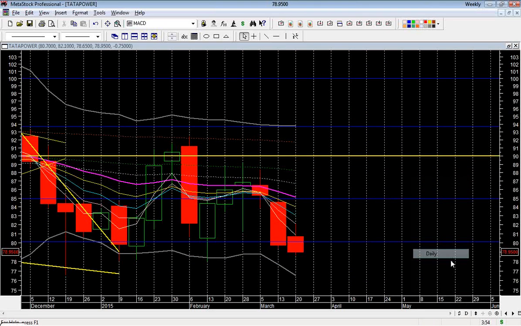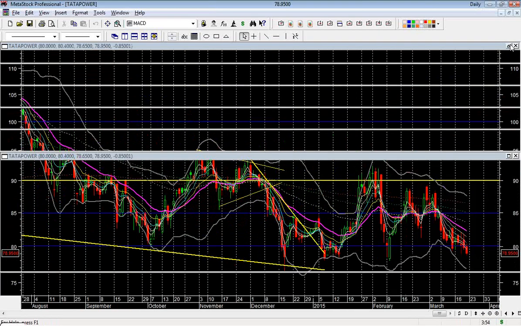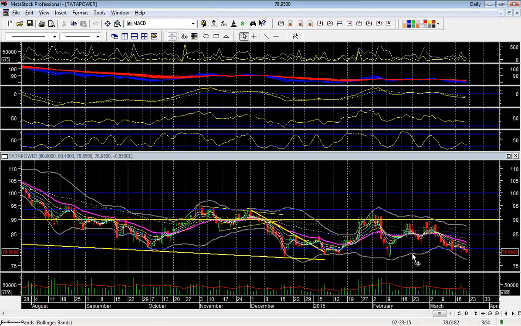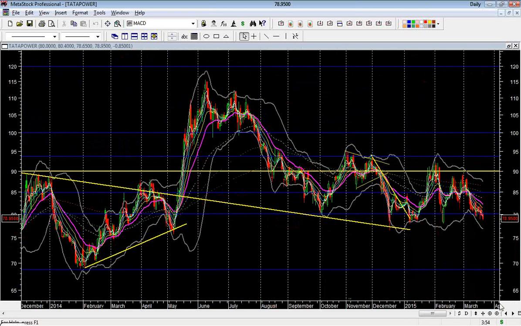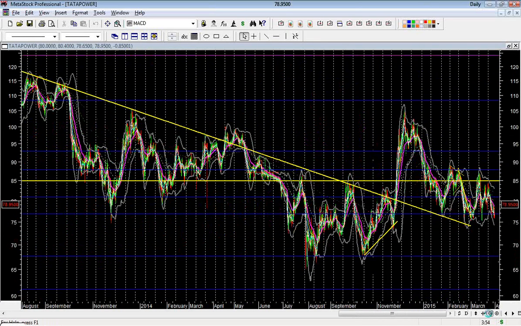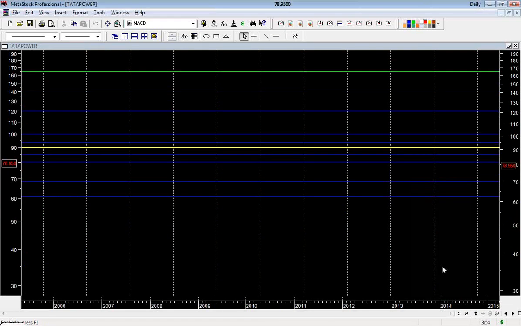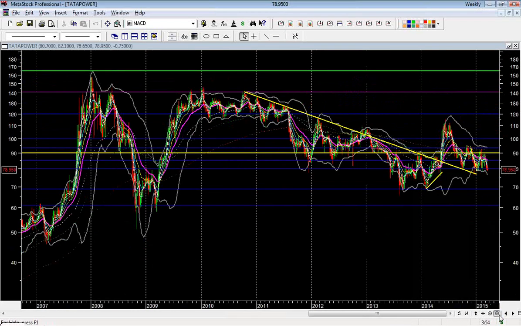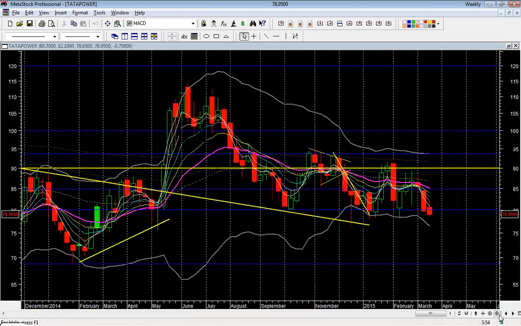Tata Power. Okay, so Tata Power dilly-dallying with that 80 rupee mark. I would say I think just stay away from it for now. A lot of volatility as you can see in the last several months. This is weekly chart between 80 and 90, 80 and 90.